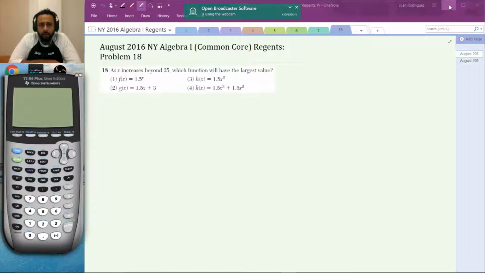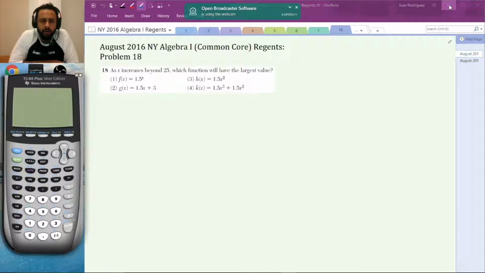Today we're working on the August 2016 New York Algebra 1 Common Core Regents Problem 18. If you want to access these exams anywhere in the world, go to nysedregents.org. Click on the appropriate tabs and all the tests are there freely available to you. Here's the problem. As x increases beyond 25, which function will have the largest value?